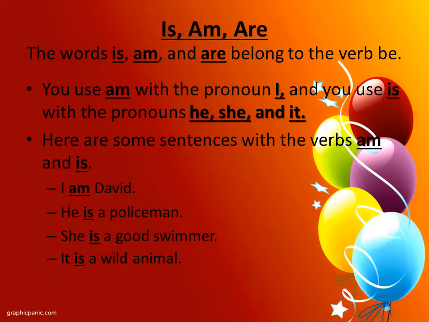Is, am, are. The words is, am, and are belong to the verb be. You use am with the pronoun I, and you use is with the pronouns he, she, and it. Here are some sentences with the verbs am and is. I am David. He is a policeman. She is a good swimmer. It is a wild animal.